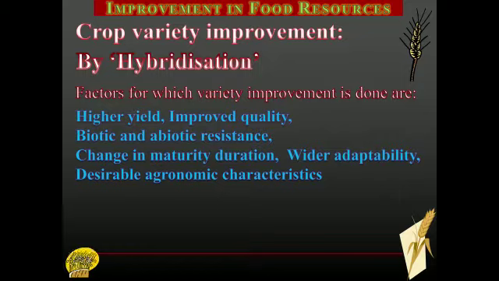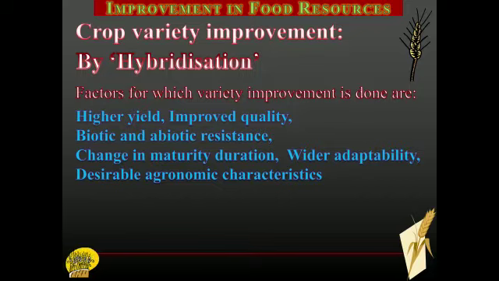What is improved quality? As you all know that we eat plants or its products for various nutrients, and if they have improved quality, then they will provide us better nutrition, so our efficiency also gets increased. Then biotic and abiotic resistance, that is one of the most important qualities of seeds, as if they are better suited and resistant, then there are fewer chances of crop failure.